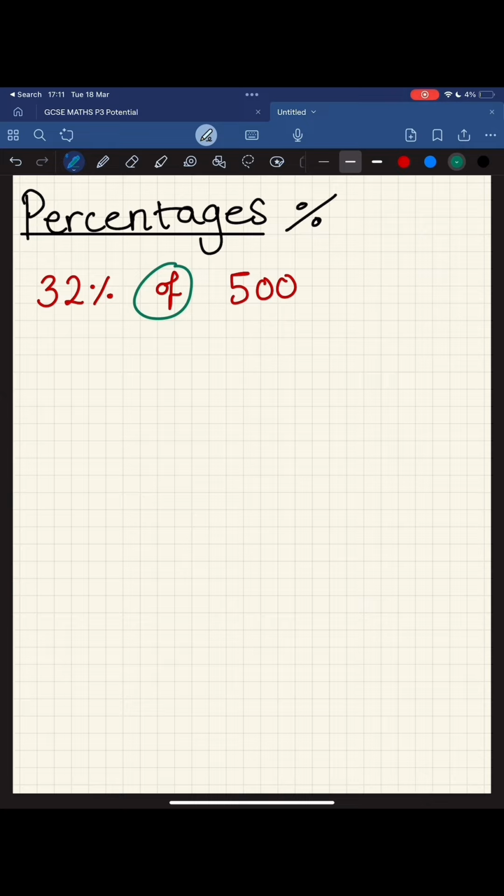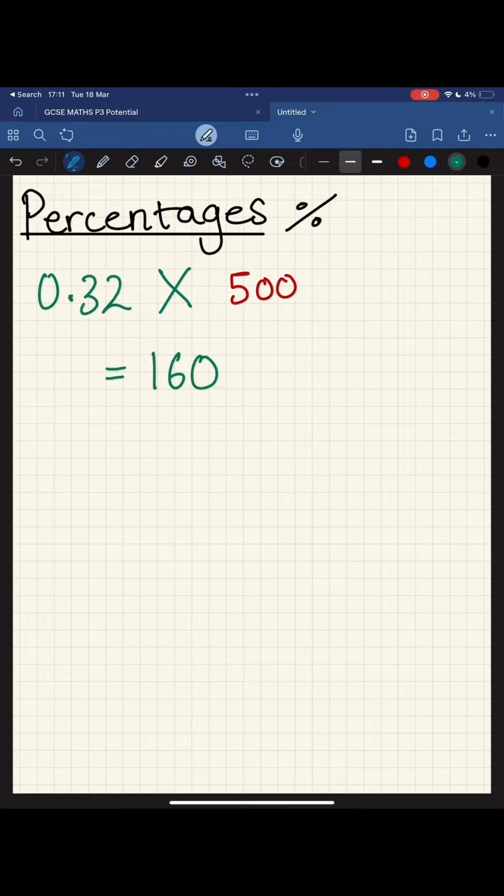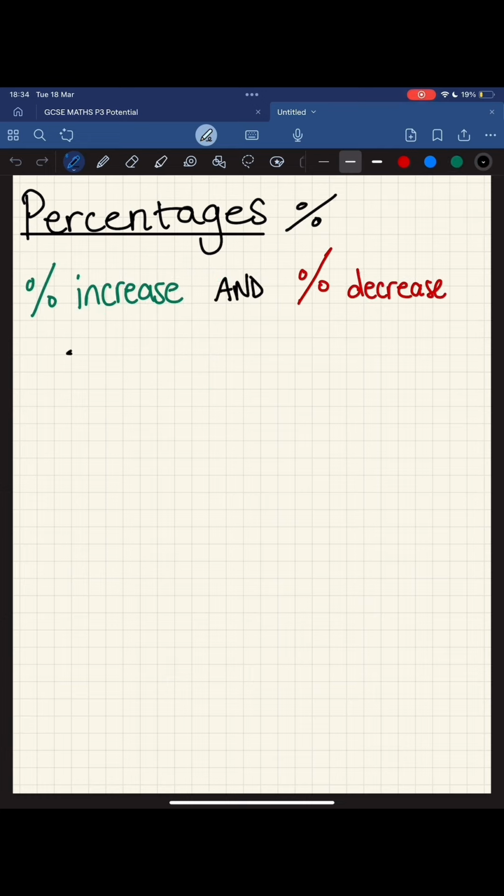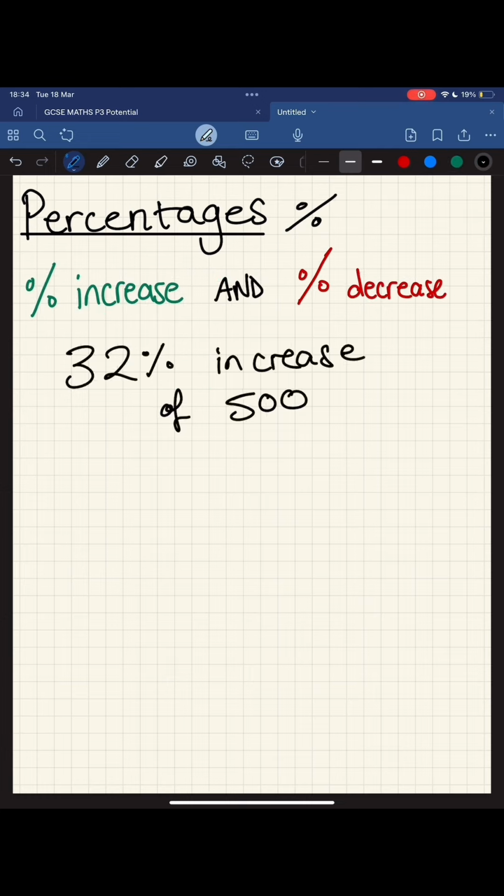But if I have a calculator, it's much easier. Just like with fractions, I'm going to swap my "of" for a multiplication sign, and I convert my percentage to a decimal, 0.32. Slap that in the calculator and it gives me my 160. Now we know how to do a percentage of a value. We're going to learn percentage increase.